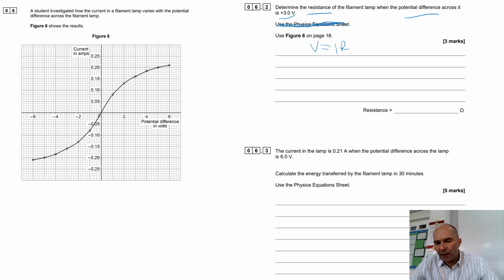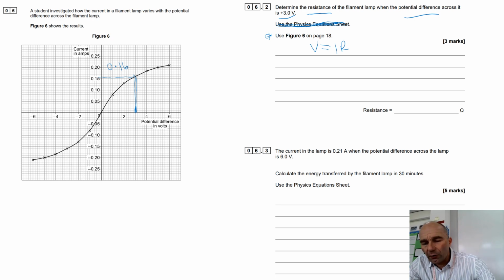Now you might be thinking, how do you do this? We've only been given the potential difference. You've got the graph to use as well, and there's a bit of a clue because it says use figure 6. This is our graph. So we've got a potential difference of 3 volts. We need to get the current from this. So again, be careful with these scales. It's much easier with a ruler. By my reckoning, when the potential difference is 3 volts, our current is 0.16 amperes.